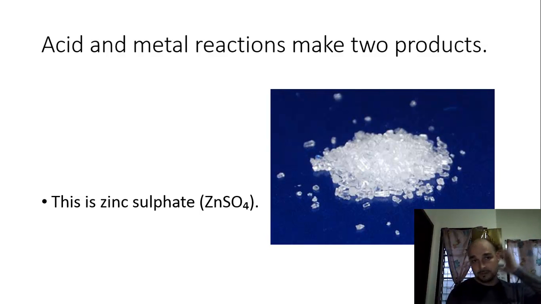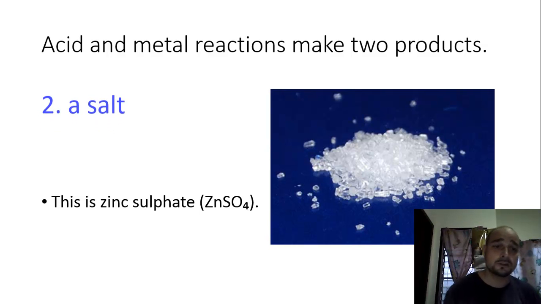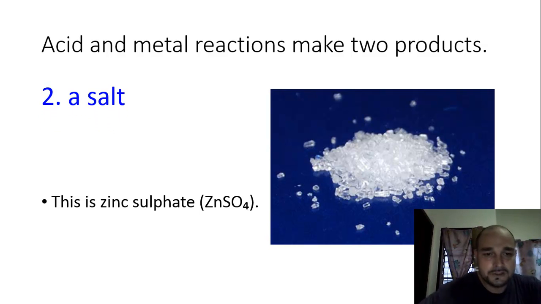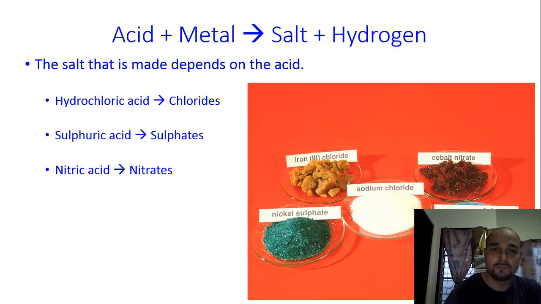Alright, acid and metal reactions make 2 products. The second product is a salt. And this is zinc sulfate, ZnSO4. So this is the general word equation for an acid and metal reaction. Acid plus metal makes salt plus hydrogen. And the salt that is made depends on the acid.